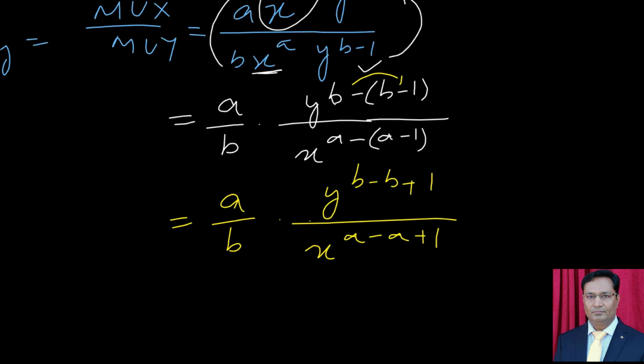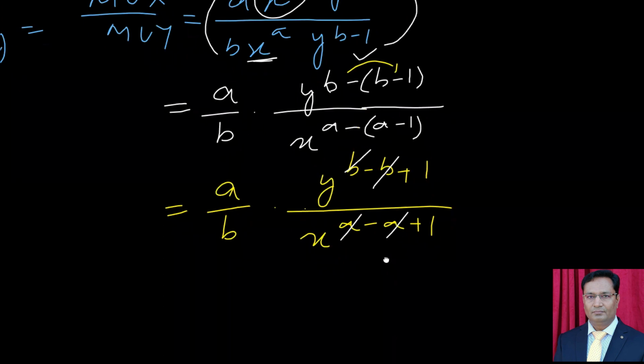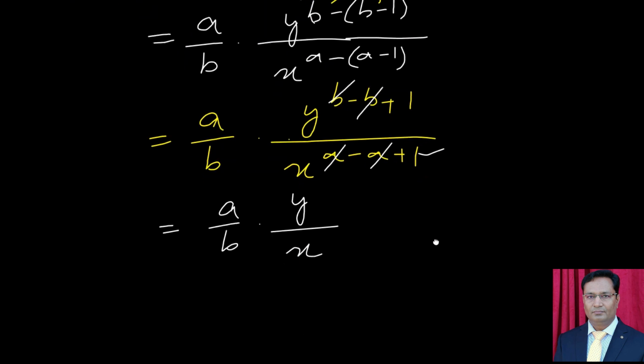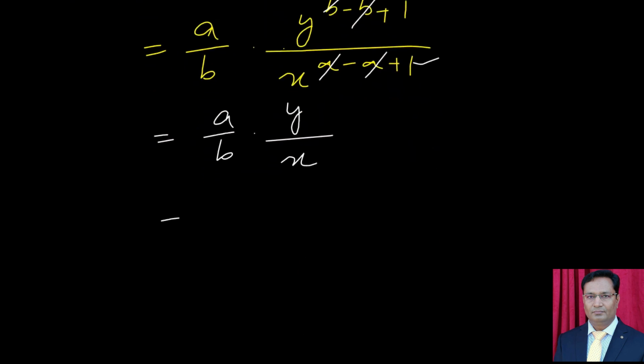And as a basic math principle, plus b can be cancelled with minus b, plus a can be cancelled with minus a. Okay, and finally a over b into y power 1. If power is 1, we need not write it. And now x power 1, and we need not write 1 as a power. And finally we can write it as ay over bx is the marginal rate of substitution.